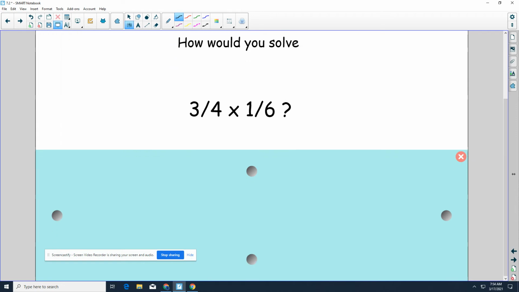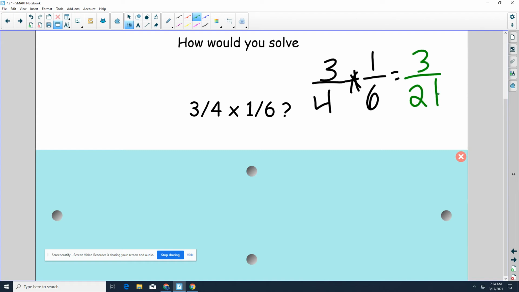Okay, so how would you solve this problem? 3/4 multiplied by 1/6. So let's see. We set it up. We know that when we multiply fractions, we just simply multiply straight across, right? So I would get 3/24 because 3 multiplied by 1 is 3, and 4 multiplied by 6 is 24.